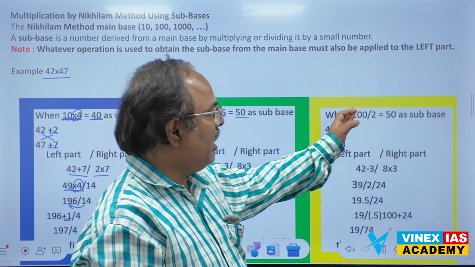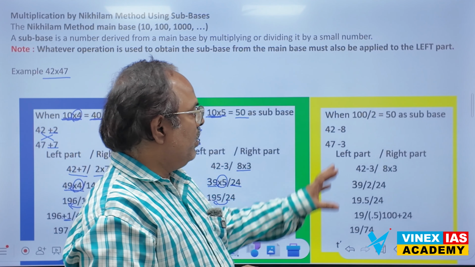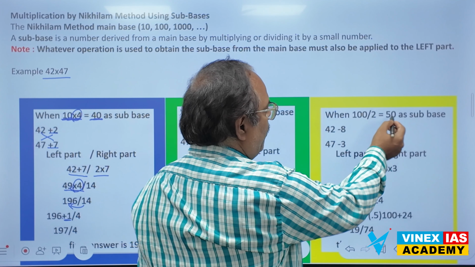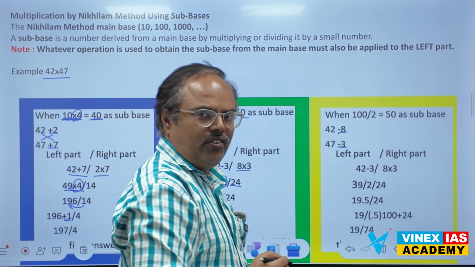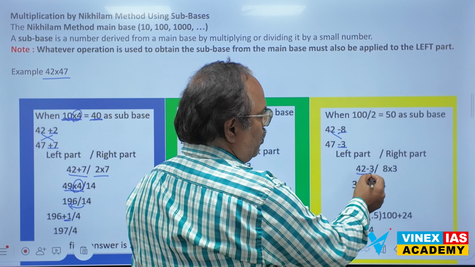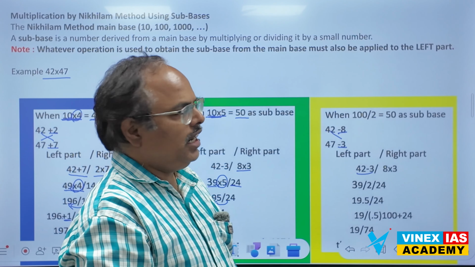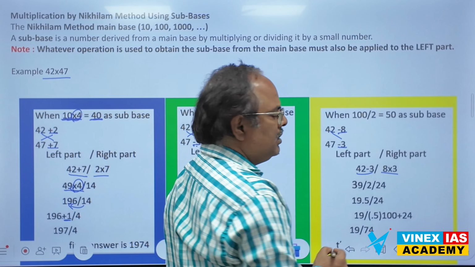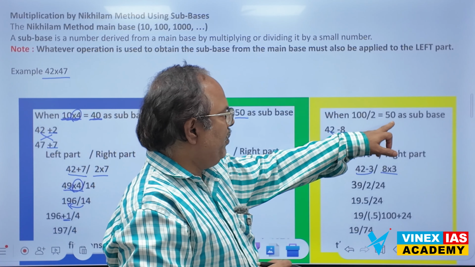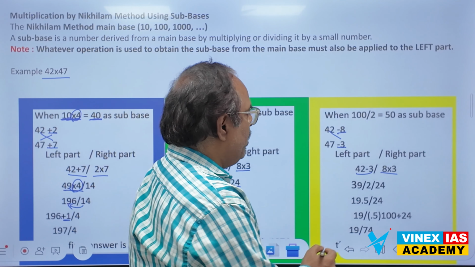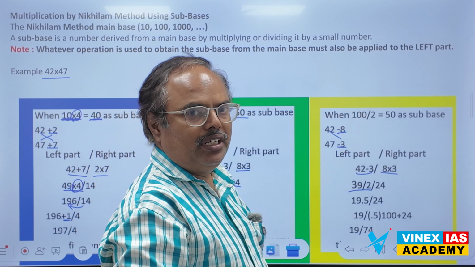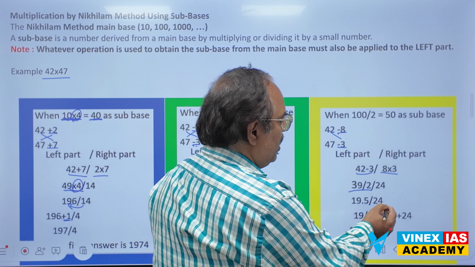The same we can do in another way, since 50 can be obtained in two ways: 10 into 5 or 100 by 2. Let us see what the operations are when you go with 100 by 2. Again, when you compare 42 with 50, it is 8 less and 47 is 3 less. So the left part is the diagonal subtraction, 42 minus 3, and the right part is 8 into 3, which is 24. Now to obtain 50, what have you done? 100 by 2. So here what you have to do is 39 by 2. 39 by 2 is 19.5 and our right part is 24.